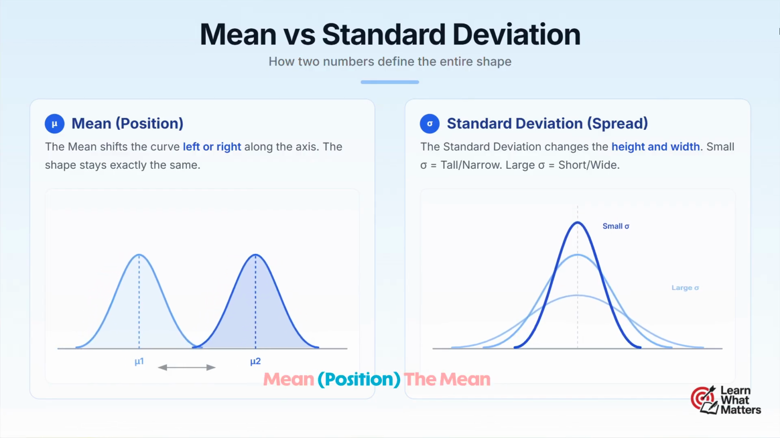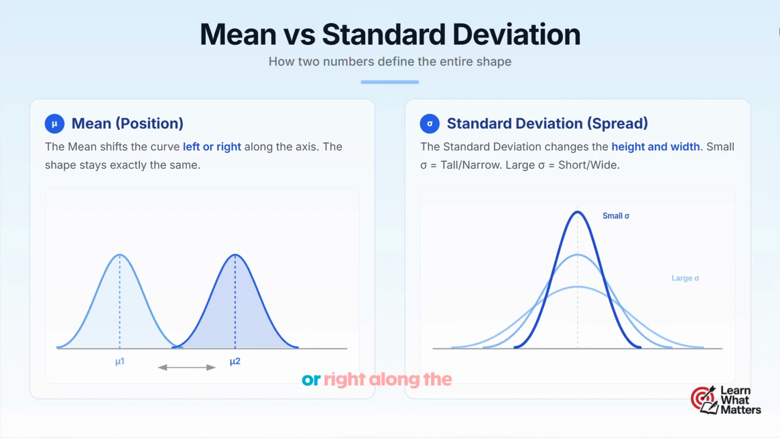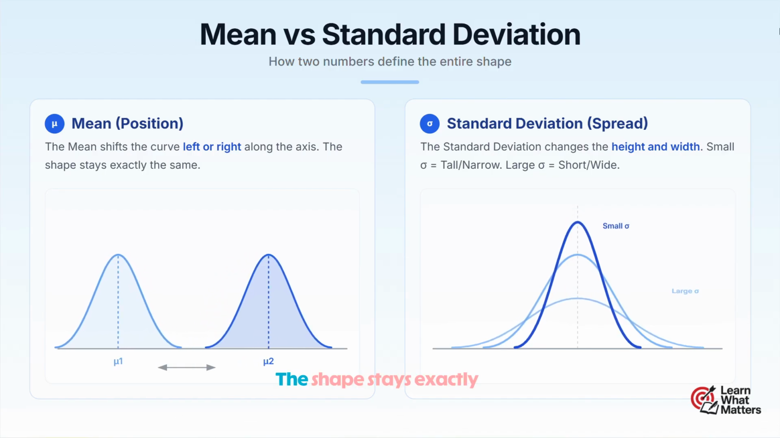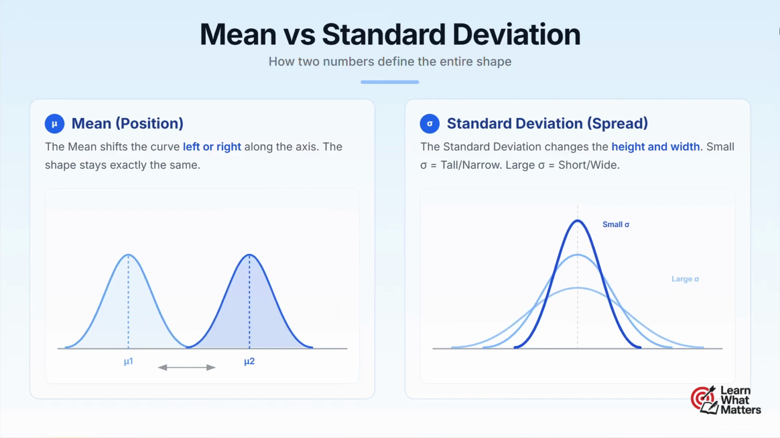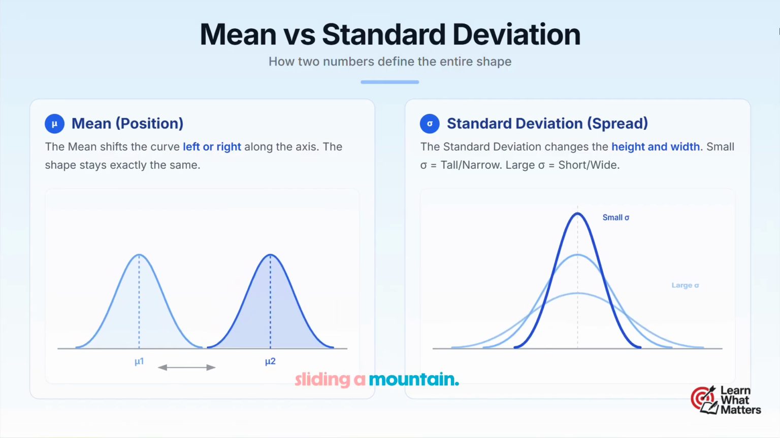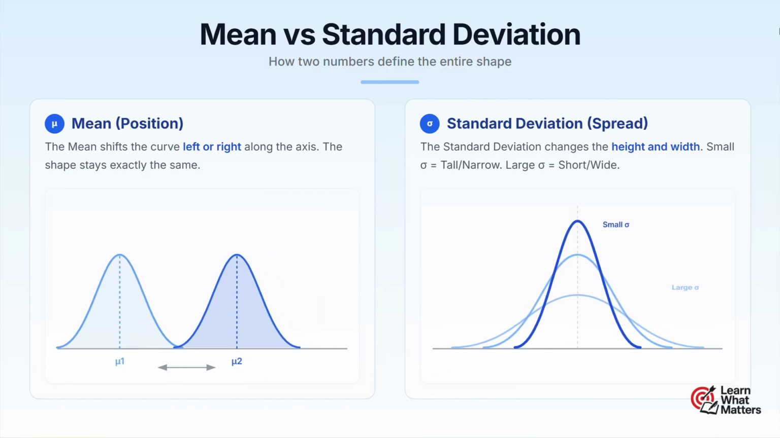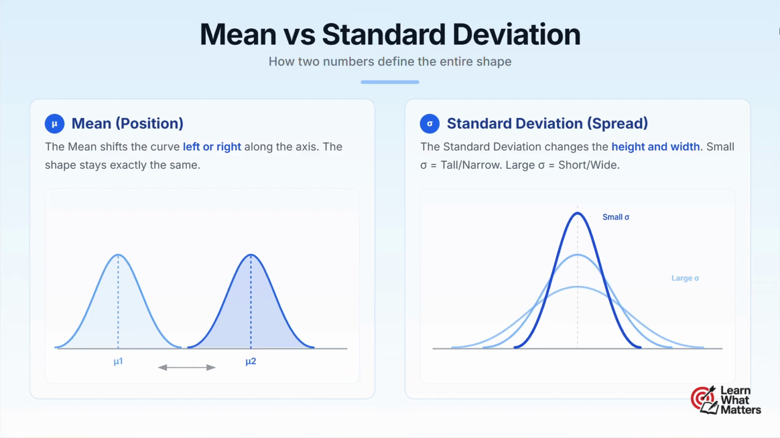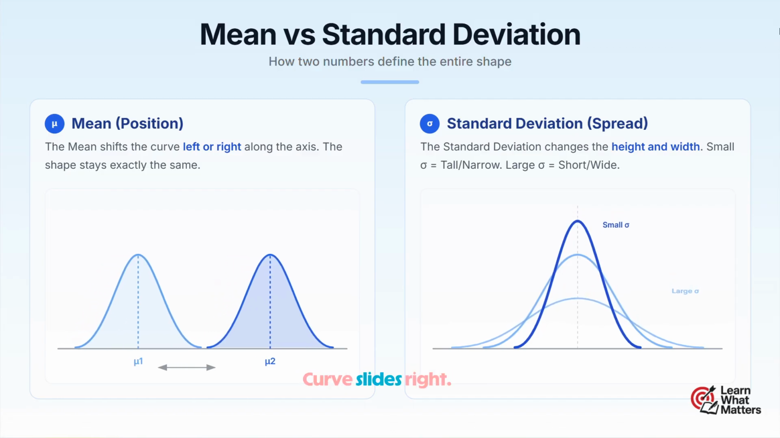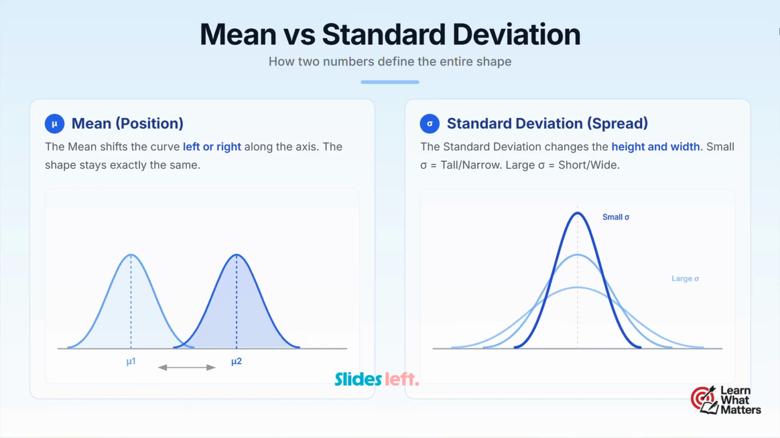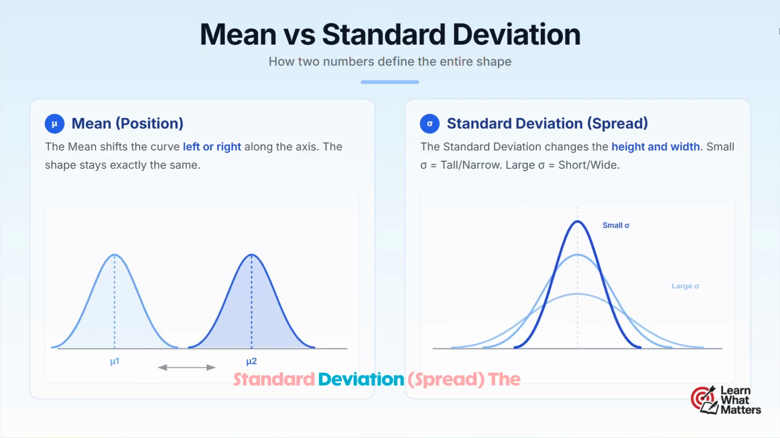Mean, position, shifts the curve left or right along the axis. The shape stays exactly the same. Think of it like sliding a mountain. The mountain doesn't change shape, it just relocates. Increase the mean, curve slides right. Decrease it, slides left.